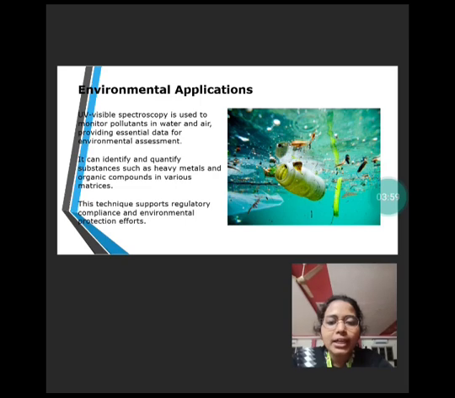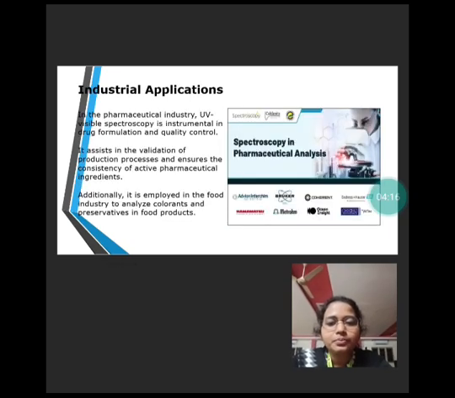Environmental applications. UV visible spectroscopy is used to monitor pollutants in water and air, providing essential data for environmental assessment. It can identify and quantify substances such as heavy metals and organic compounds in various matrices. The technique supports regulatory applications and environmental protection efforts.